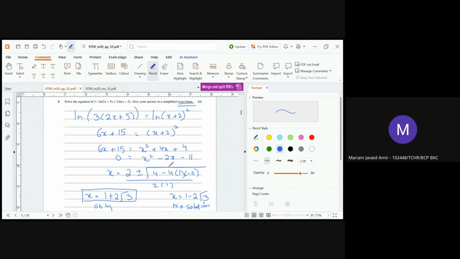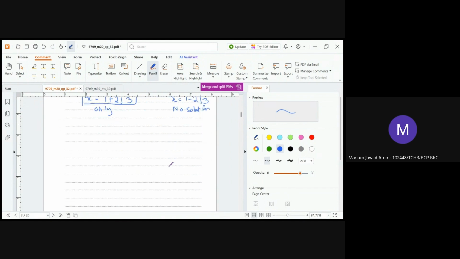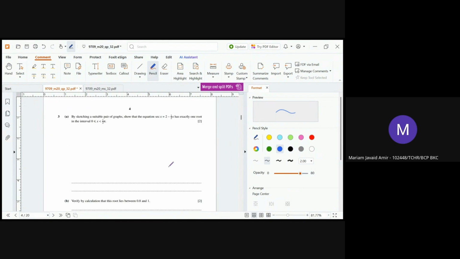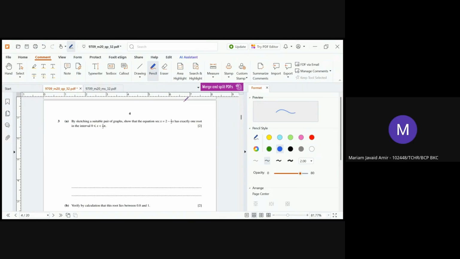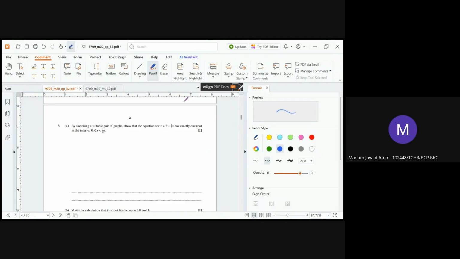Okay. Question 3. By sketching a suitable pair of graphs, show that secant x equals 2 minus half x has exactly one root within the interval 0 to half pi. Okay, so you need to first sketch the graph for secant x. So a y-axis, an x-axis properly labeled x, y.